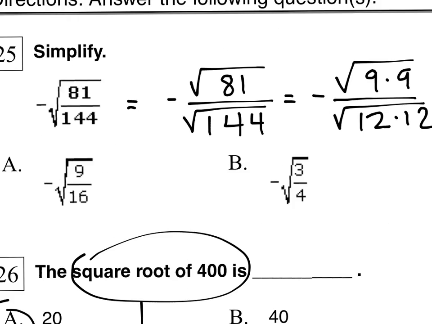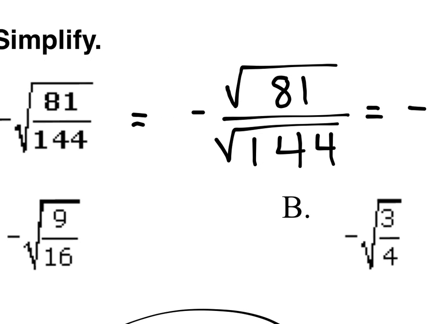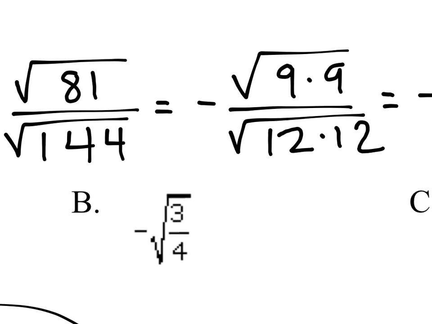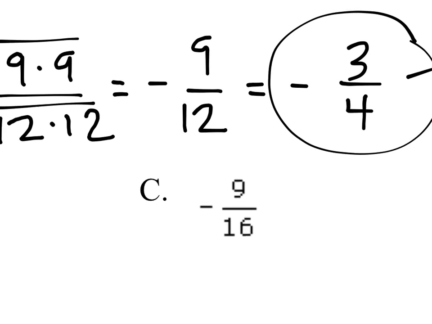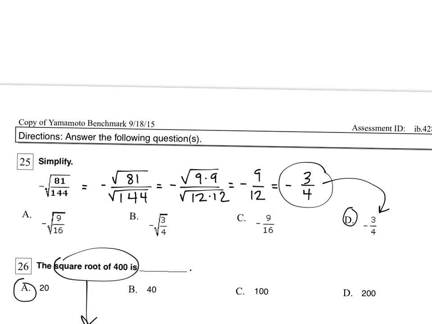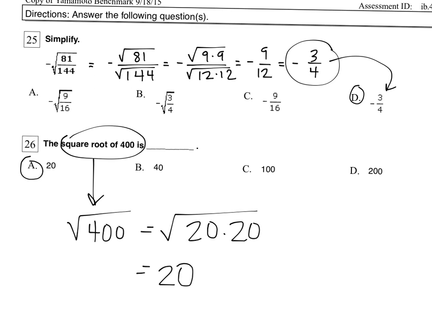Number 25. I have negative square root of 81 divided by 144. So negative square root of 81 divided by 144 can be broken down as 9 times 9 divided by 12 times 12. And here I simplify, I get negative 9/12. But negative 9/12 is not one of my answers because negative 9/12 has been simplified to 3/4, and negative 3/4 is D, my answer.